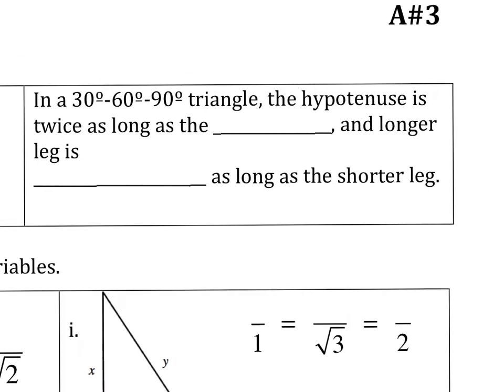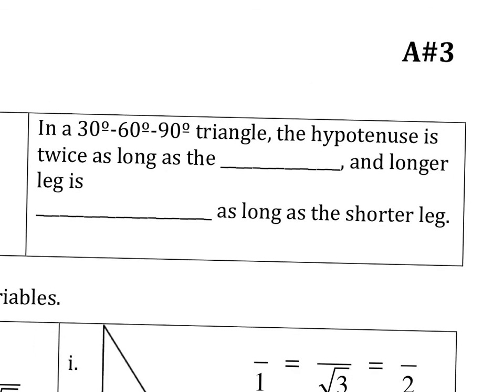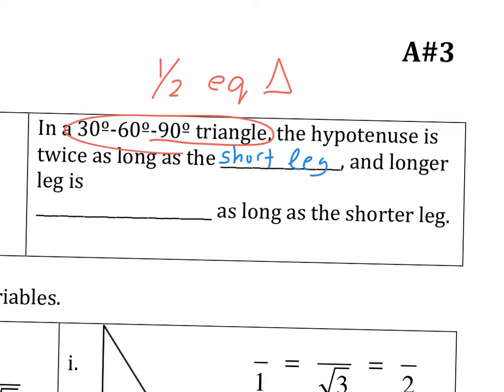All right, and this other one, in a 30-60-90 triangle, which, by the way, is half an equilateral triangle, the hypotenuse is twice as long as the short leg, and the longer leg is radical 3 times the short leg. And that already says that. Radical 3 as long, or radical 3 times as long as the shorter leg.